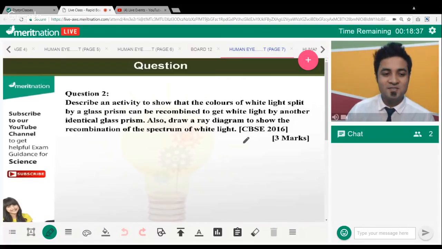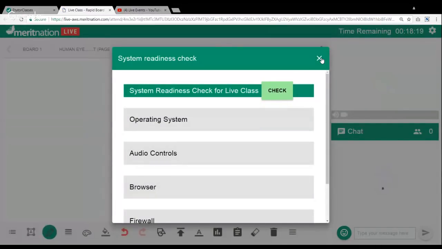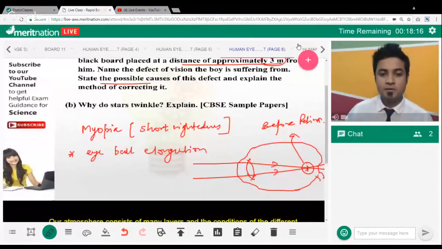Okay, fine. So, describe an activity to show that the colors of white light displayed by a glass prism can be recombined to get white light by another glass prism. So guys, am I visible and audible to everyone here?